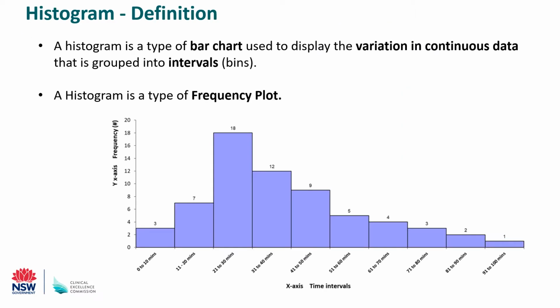So what is a histogram? It's a type of bar chart used to display the variation in continuous data that is grouped into intervals or bins. A histogram is a type of frequency plot.